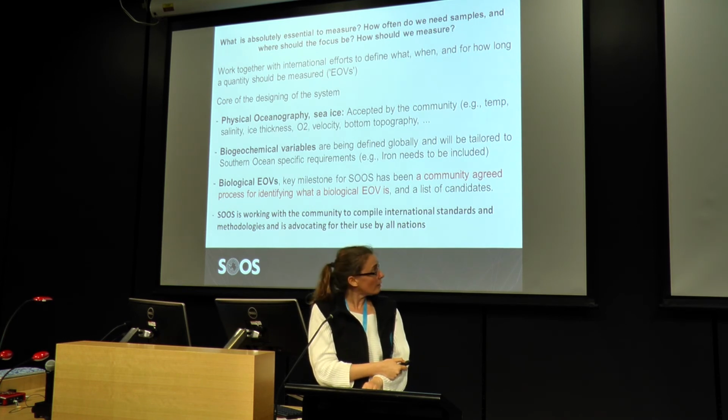The first big challenge: for physical oceanography and sea ice, it wasn't so hard. It's generally accepted by the community, for example, temperature, salinity, ice thickness, and so on. The biogeochemical variables are being defined globally and will be tailored to Southern Ocean specific requirements. For example, iron needs to be included, which is not globally. And the biological EOVs, that is a key milestone for SOOS, that there has been a community-agreed process for identifying what a biological EOV is, and a list of candidates.